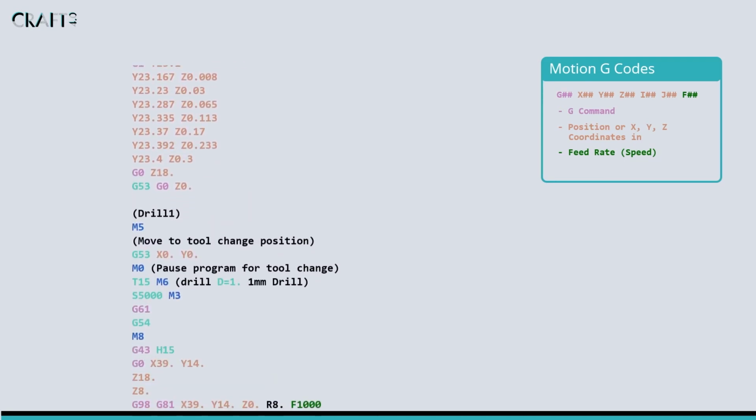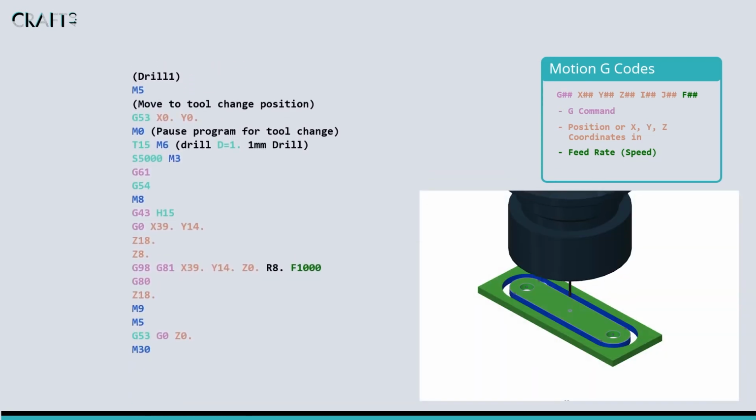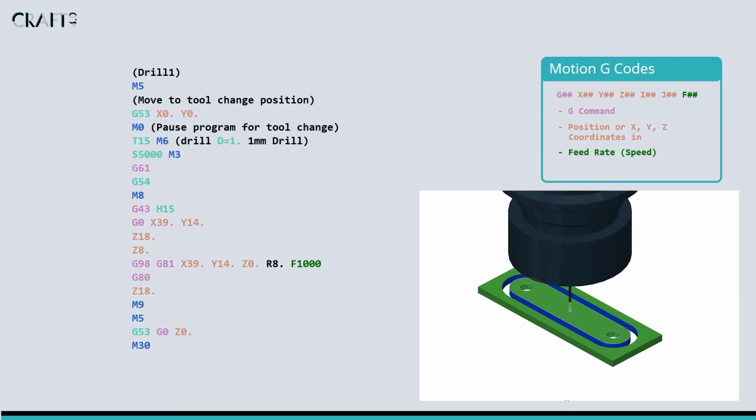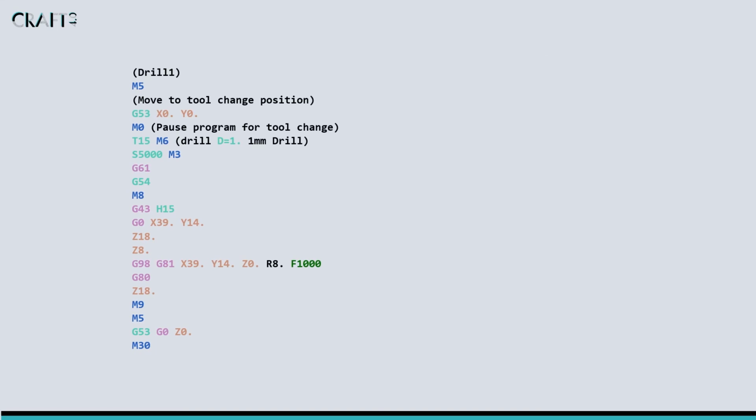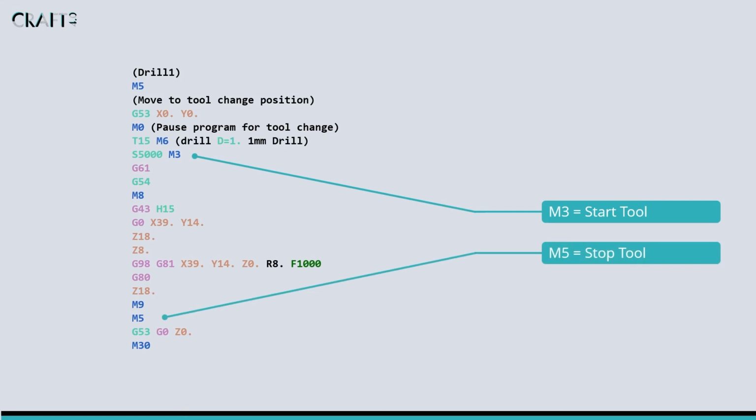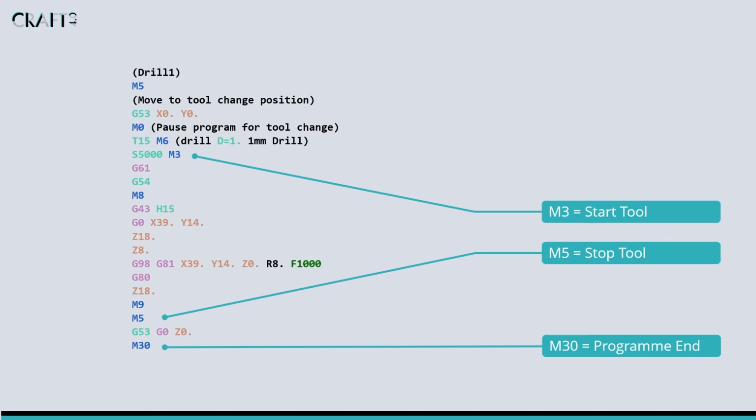The final operation in this file is a drilling operation. This is where we can see some of the other types of code, M-codes, which are used alongside G-codes. M-codes tell the machine to carry out miscellaneous functions. For example, the M3 command starts the tool spinning and the M5 command stops it. M30 is used at the end of the whole program to define the end.